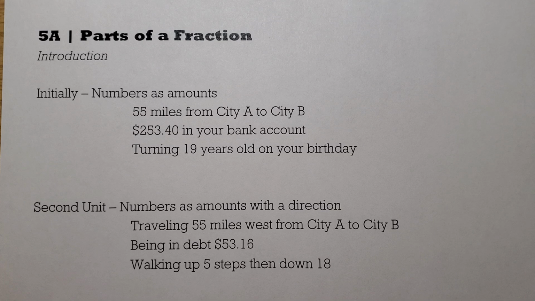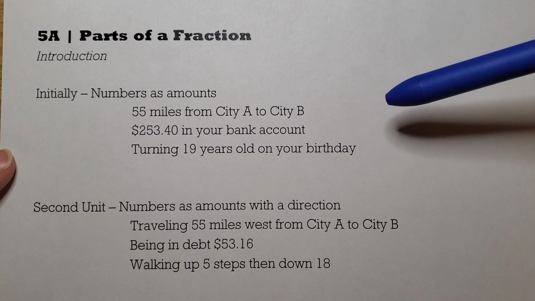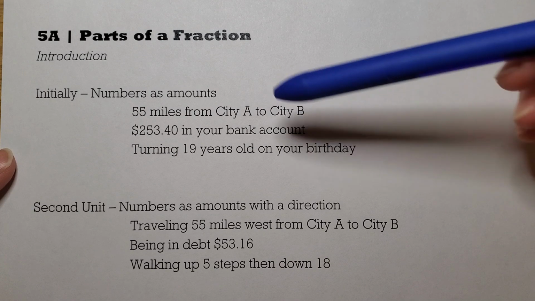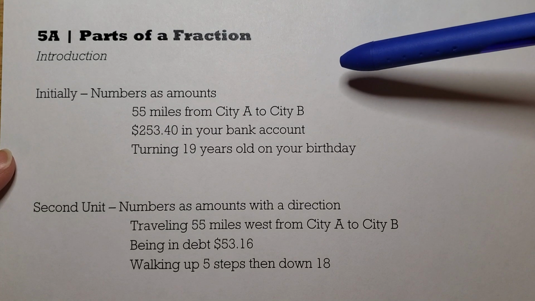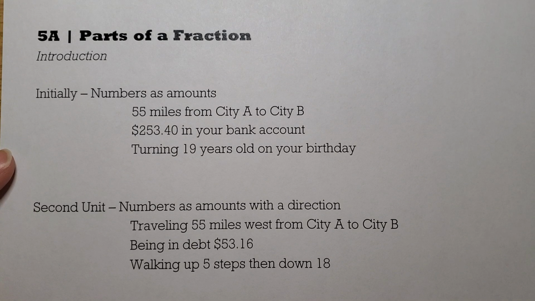going to be going for and set the scene for our exploration of numbers throughout the next two chapters. So just a review of where we've been in our exploration of numbers. In our first unit, we thought about numbers just as amounts. This could be how far you drove, how much money you have in a bank account, how old you are, how many laps you swam in the pool. So amounts as in quantities.